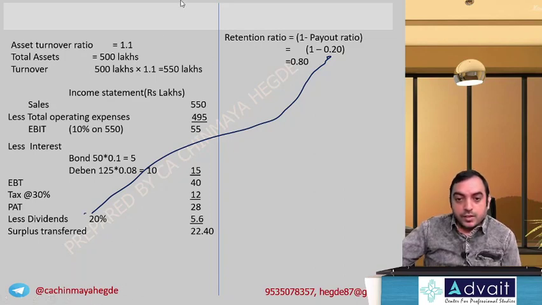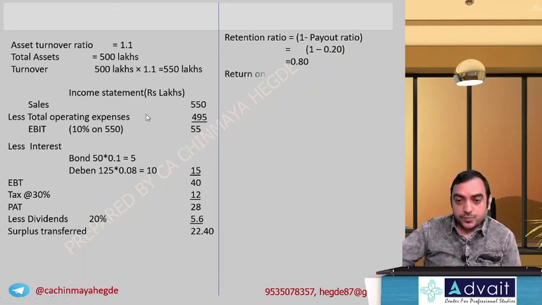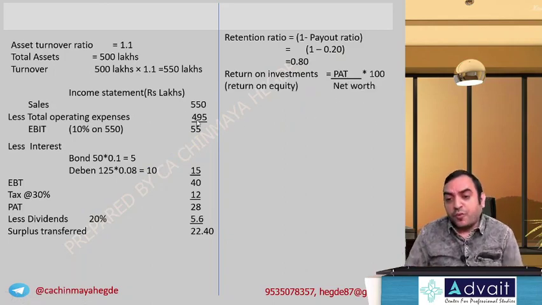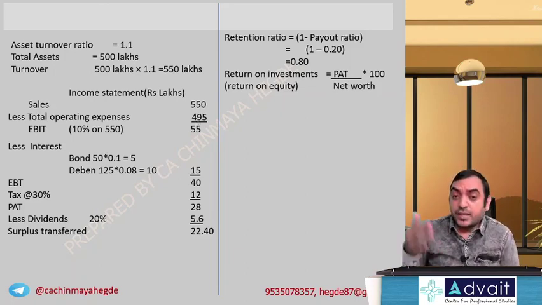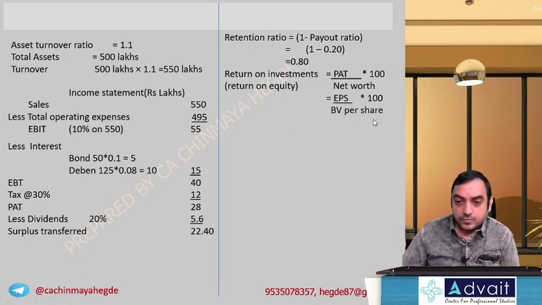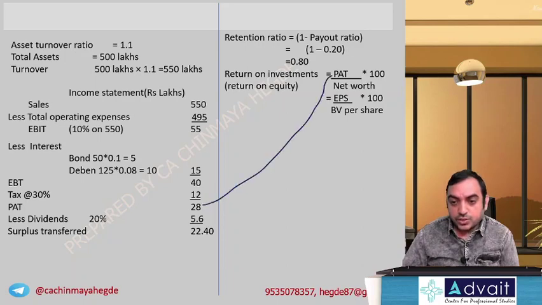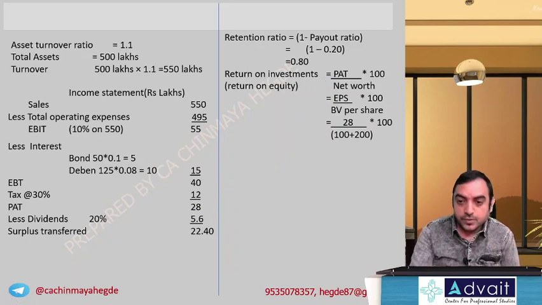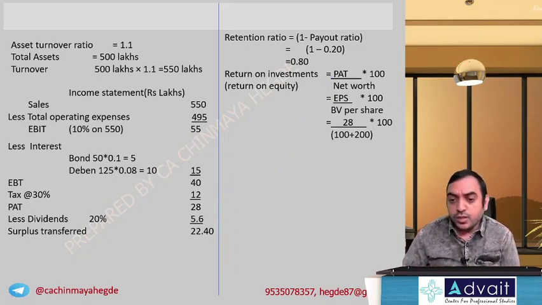Okay. Let's come to return on equity. That is the return which is given by the company to its shareholders. PAT, which we calculated, 28. Or you can do per share basis also. Both ways it's fine. PAT is 28 we are using.